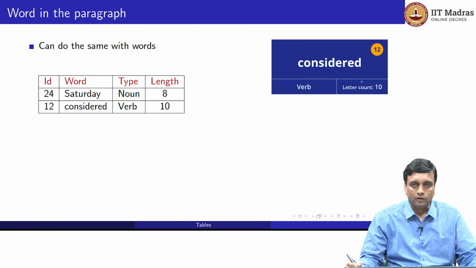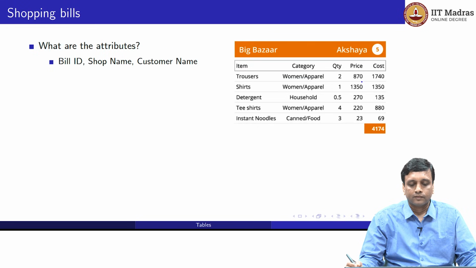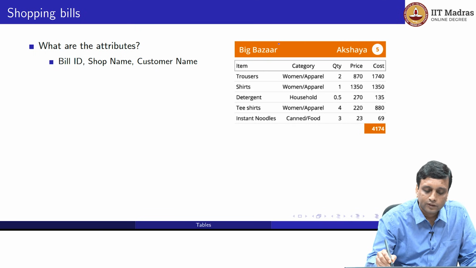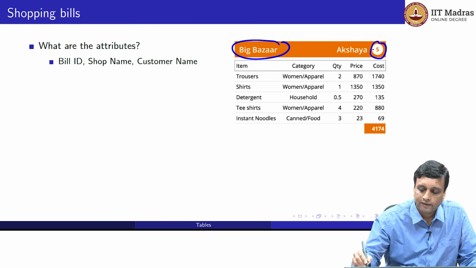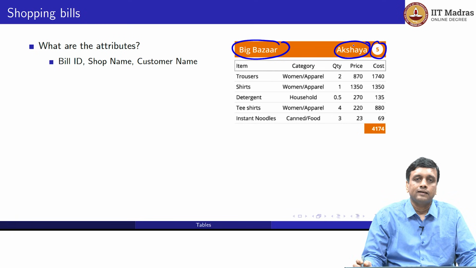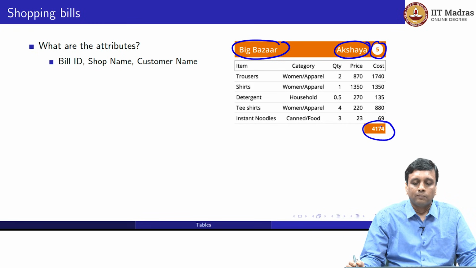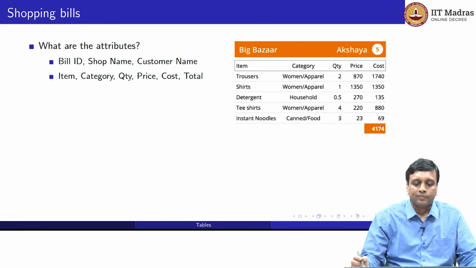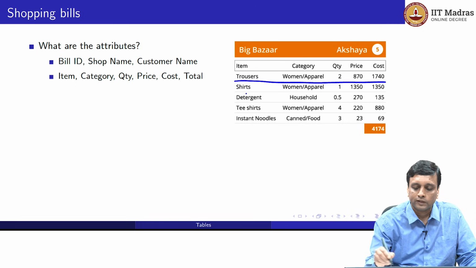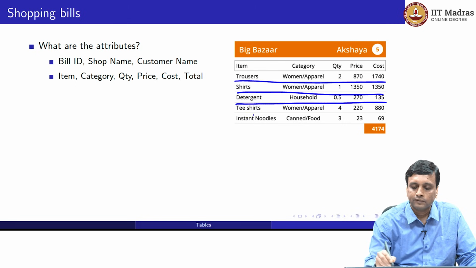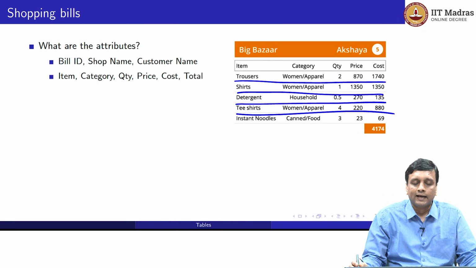So far so good. Now let's look at the third artifact that we had, which was the shopping bill data. What are the attributes in the shopping bill? We have the shop name, we have the bill ID, and we have the customer name. These are single values which occur once on the card. We also have a total which occurs once on the card. But what we have on the other hand is these items which correspond to the individual bill items which are bought by the customer, and there are multiple rows of this in each card.